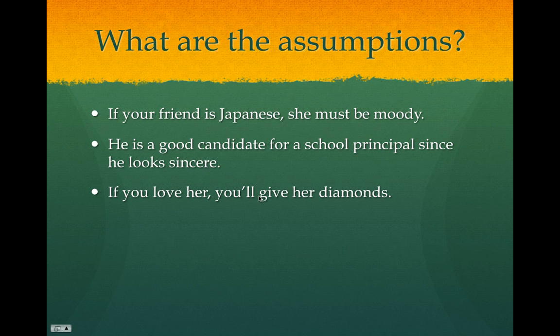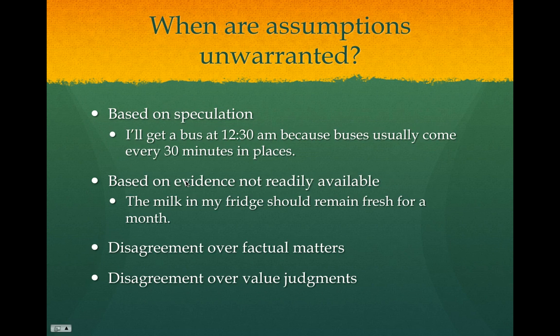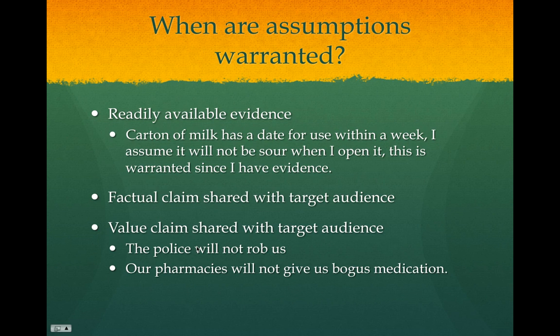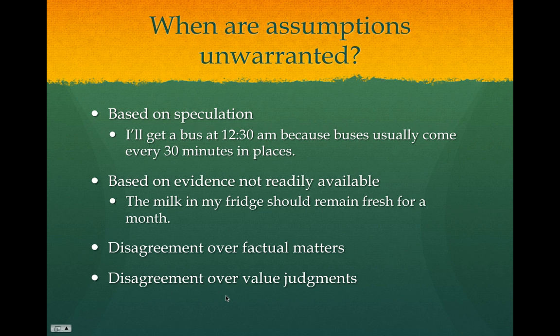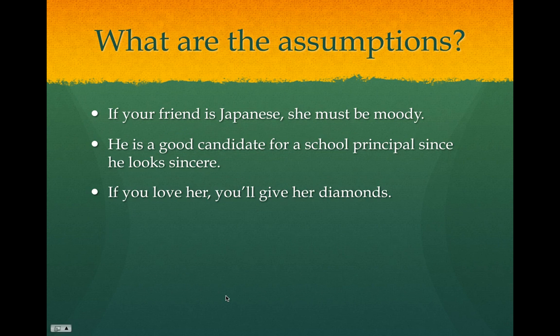If you love her, you'll give her diamonds. Again, just a side note: you see how the dependent marker is "if" and there's a comma? Anyway, if you love her, you'll give her diamonds. What's the unstated assumption? That giving diamonds means love. Is it unwarranted or warranted? Now this depends on the audience. Some audiences might say yes, that's a value system that I agree with. Some might say no, that's a value system that I don't agree with.